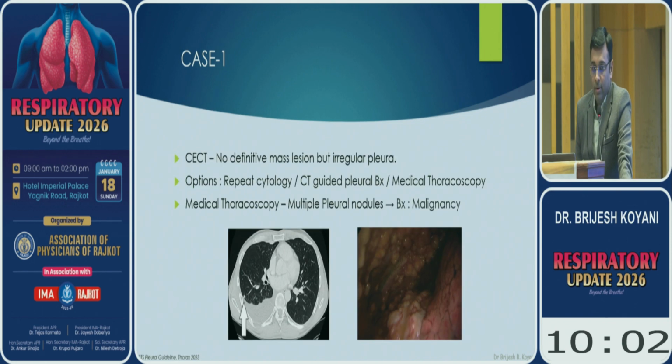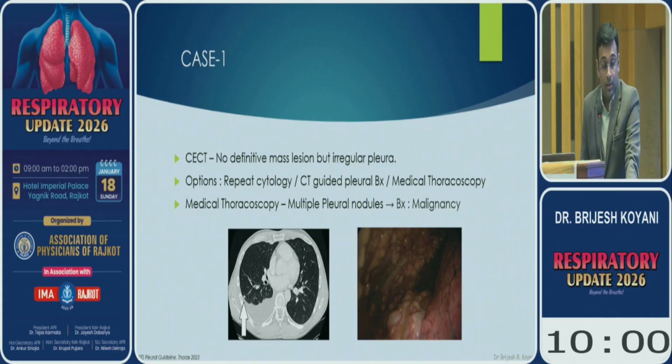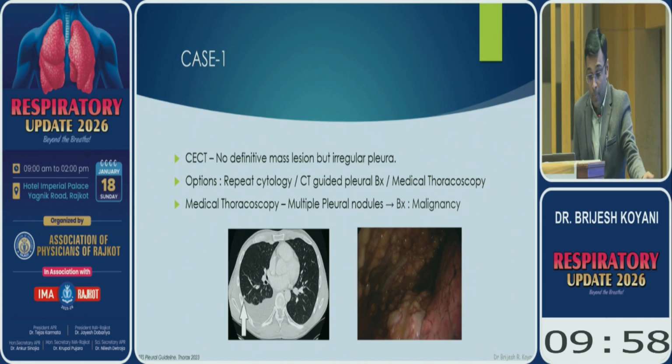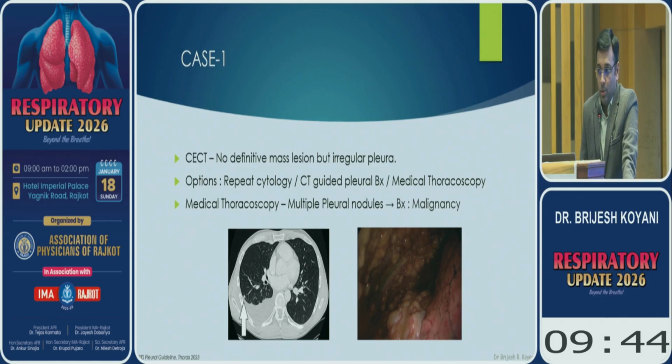So we did the CT thorax. You can see the first image. There was a right-sided moderate pleural effusion. There was no definitive mass lesion, but you can see the irregular pleura. I have shown in the arrow that a few pleural nodules are seen in the CT. So for the next best option, we can repeat the cytology, but it's already negative in two samples. Either we can go for the CT guided pleural biopsy, or we can directly go with the medical thoracoscopy, which is a gold standard.